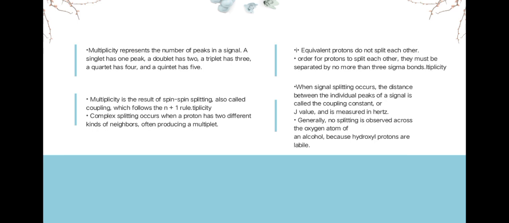Now, equivalent protons do not split each other. Instead, in order for protons to split each other, they must be separated by no more than three sigma bonds. Now, when signal splitting occurs, the distance between the individual peaks of the signal is called the coupling constant, or the J value, and is measured in hertz. Generally, no splitting is observed across the oxygen atom of an alcohol, because the hydroxyl protons are labile.